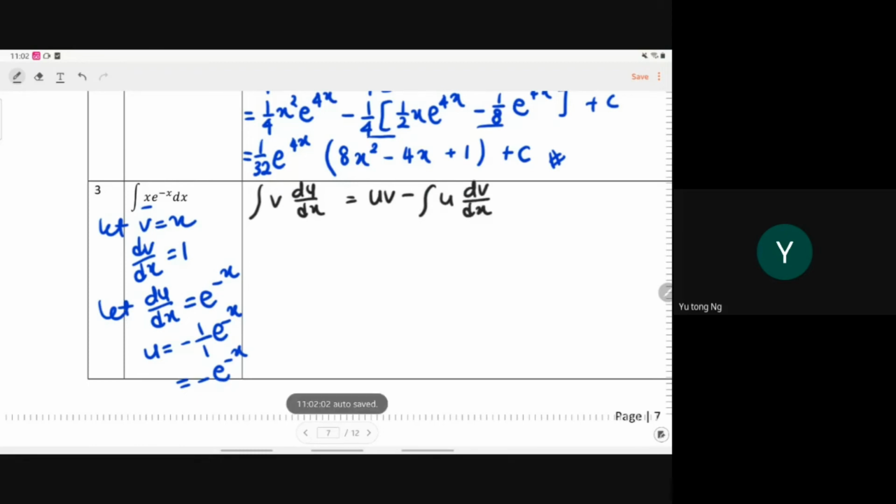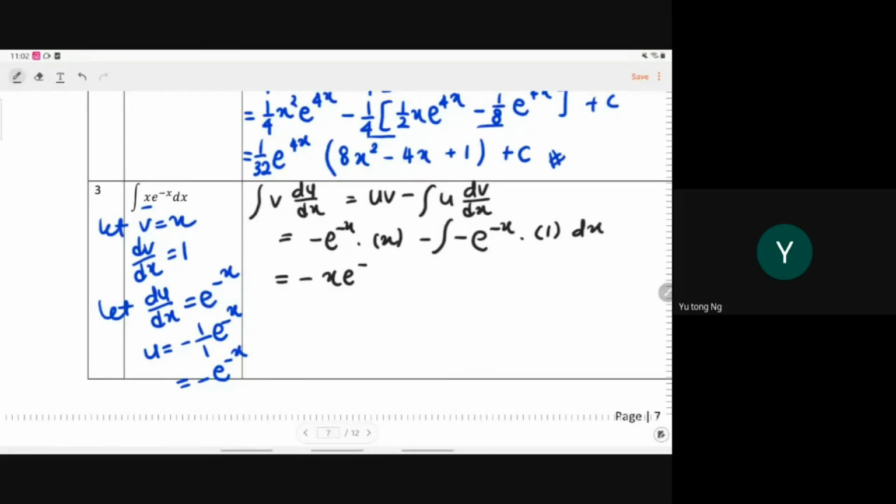Okay, so our uv, kita dah dapat tadi. Our u is negative e minus x, dot your v is x, minus integrate negative e minus x dot dv dx, kita hanyalah 1 dan dx. So ni negative x e minus x. So plus, kita boleh sign ni, kita boleh pindahkan jadi plus, integrate e minus x dx.